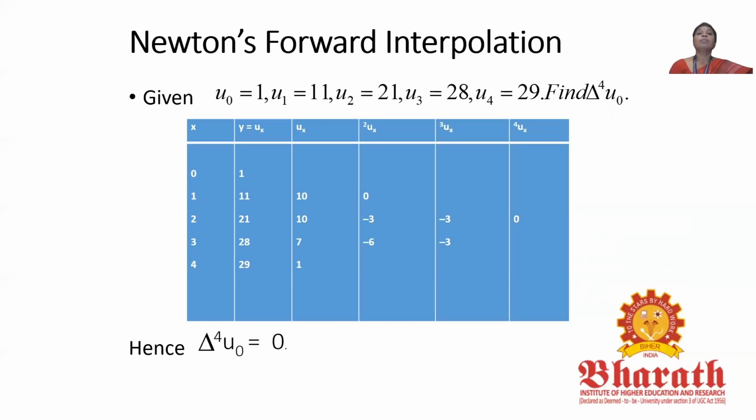So minus 3 minus 0 will give you minus 3. And minus 6 minus of minus 3 will become plus 3, so minus 6 plus 3 will become minus 3. So minus 3 minus of minus 3 will become 0. Hence your fourth order difference, that is del power 4 of u0, will be 0.